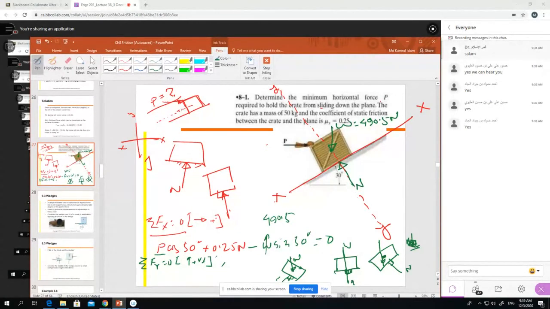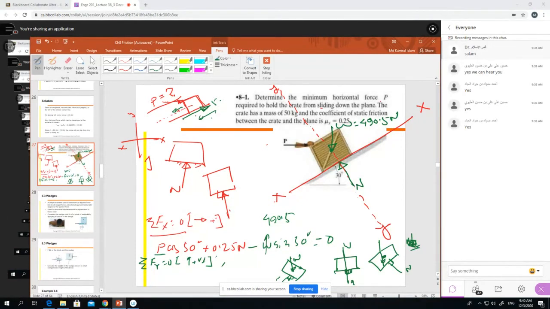Now, if the block starts to slide down, what will happen? The friction force will appear, and friction force will try to prevent it from sliding down. So friction force will work in the upward direction. It is important that you know the direction of friction force, whether it is upward or downward. Based on the condition, it could be downward or upward.